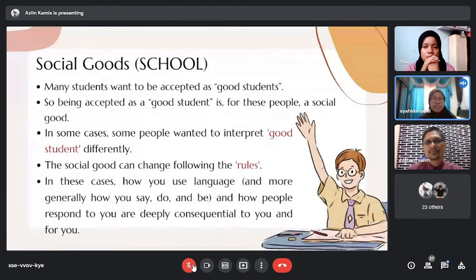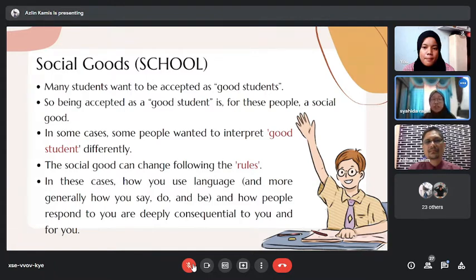Okay, this is a relatable example. In school, many students wanted to be accepted as a good student rather than a bad student. We rarely heard about students wanting to be a bad student. So being accepted as a good student is, for the majority of people, their social good. But in some cases, some people wanted to interpret the term good student differently.